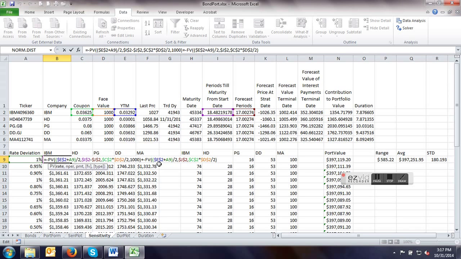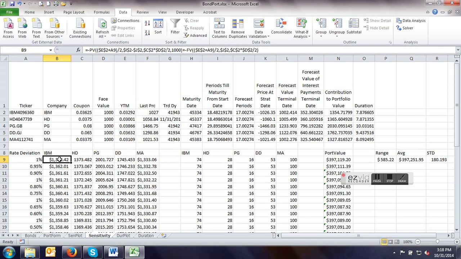And as long as the duration of the portfolio is exactly equal to when you need the money, then the total value of the portfolio should not have much sensitivity to changes in interest rates. And that's what we're looking at here.